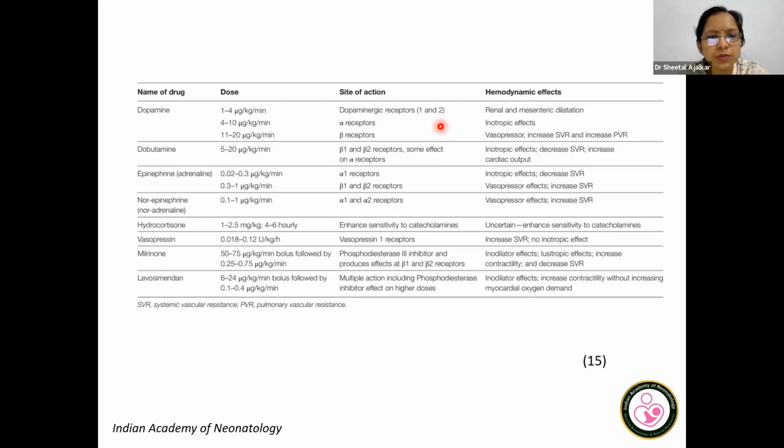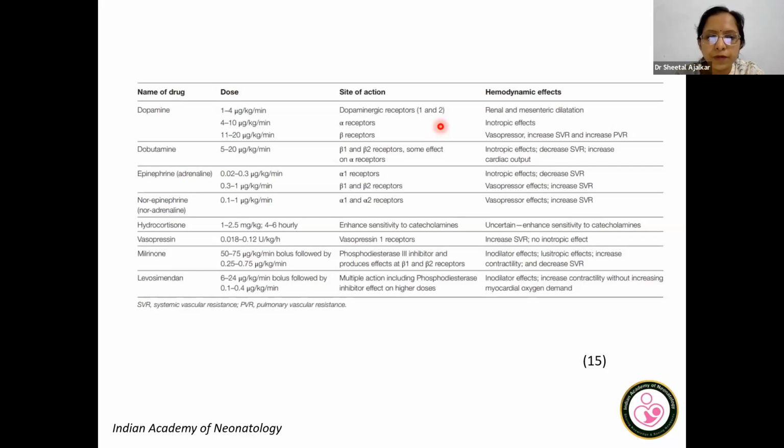Then the dobutamine, the dose is 5 to 20 microgram per kg per minute. It acts on the beta 1 and beta 2 receptors. On the beta 1 receptors, it will cause inotropic effects, and the beta 2 receptors will cause a decrease in SVR. The inotropic effects are increase in cardiac output. Epinephrine stimulates all the adrenergic receptors, basically alpha 1, beta 1, beta 2. It will cause inotropic effects as well as decrease the SVR. But when we go to the higher doses, there is vasopressor effect and increase in the SVR. So the initial decrease in the SVR gets converted to increase in the SVR when you go to the higher doses of epinephrine.